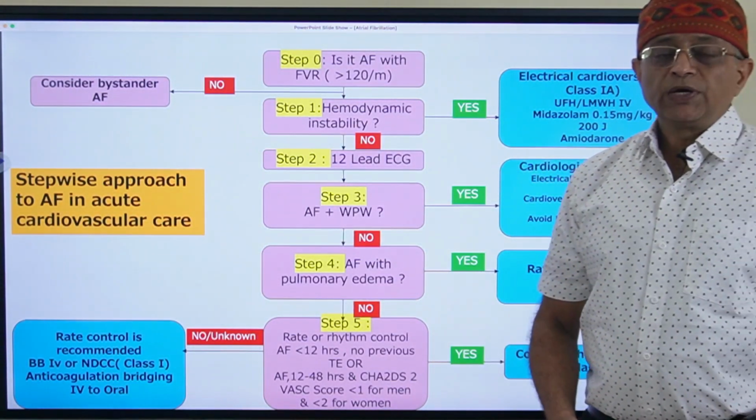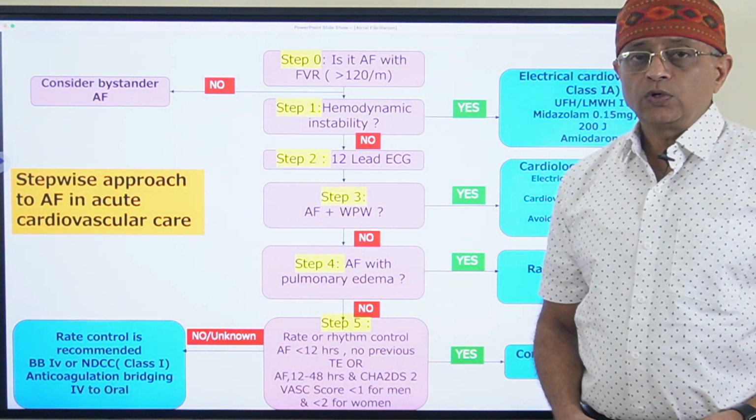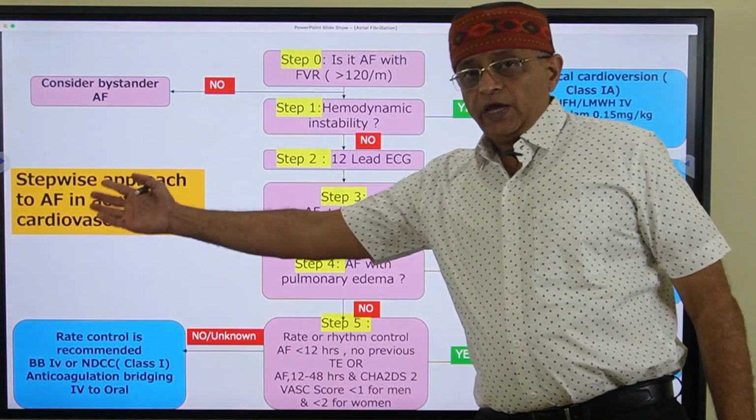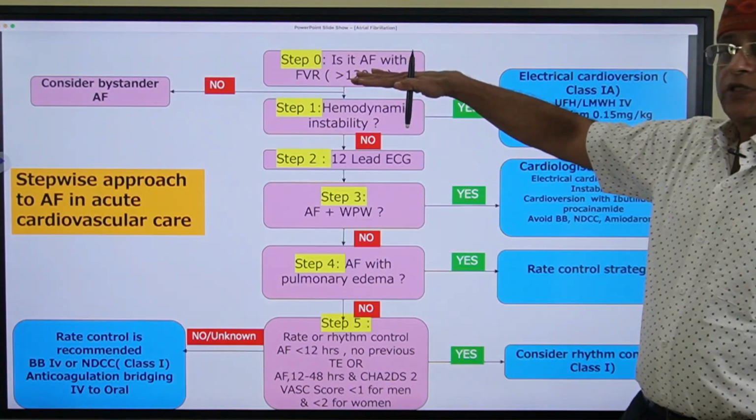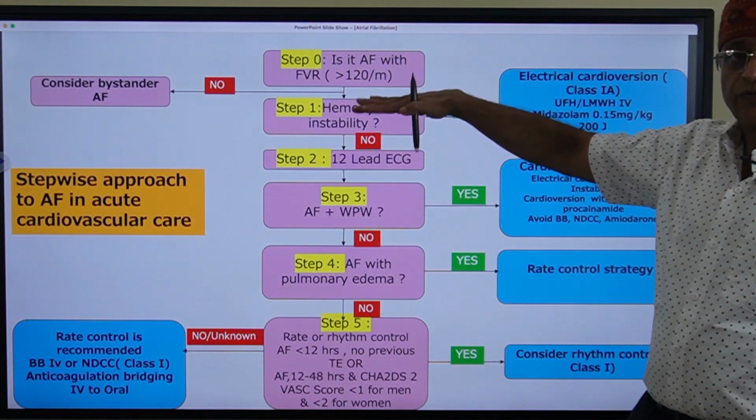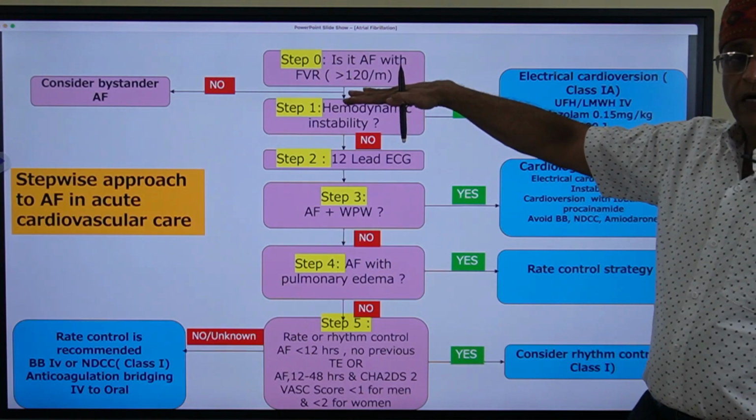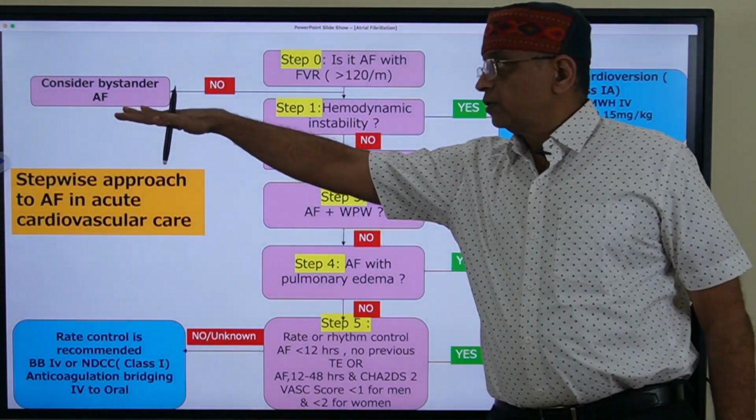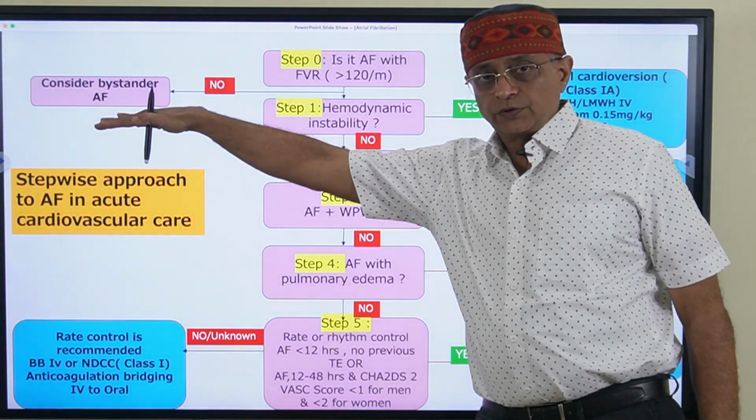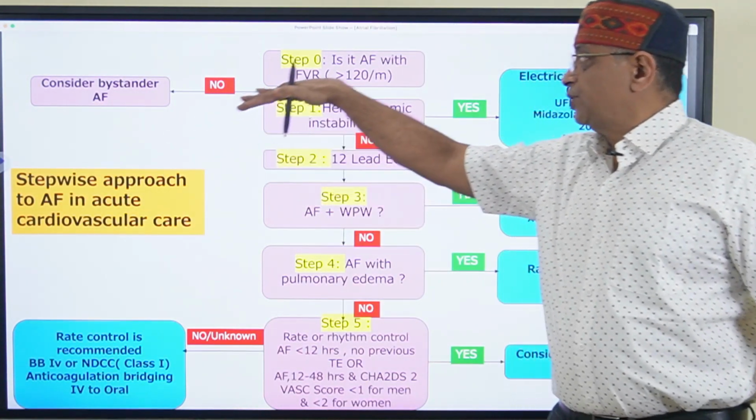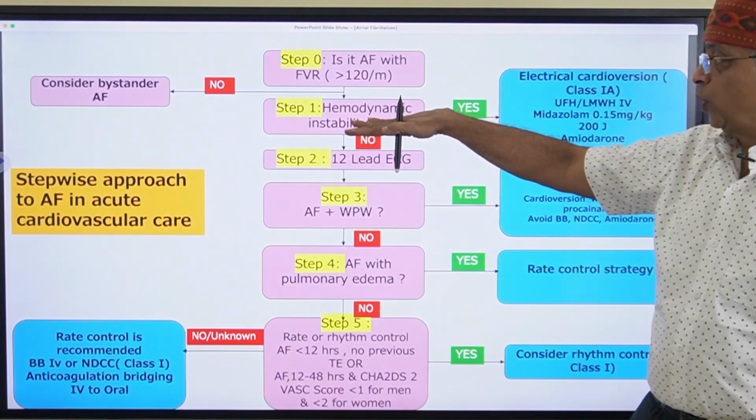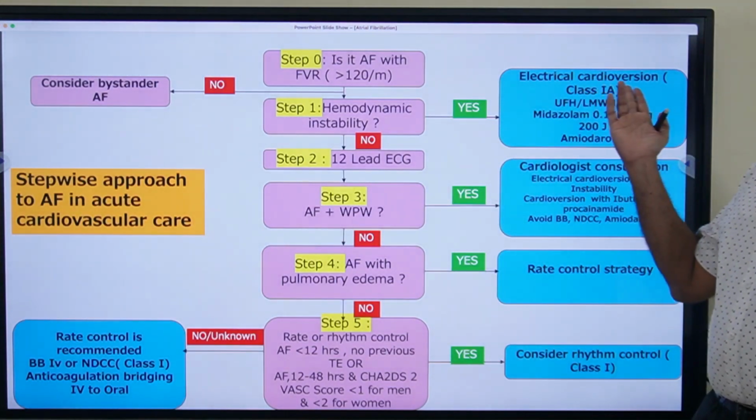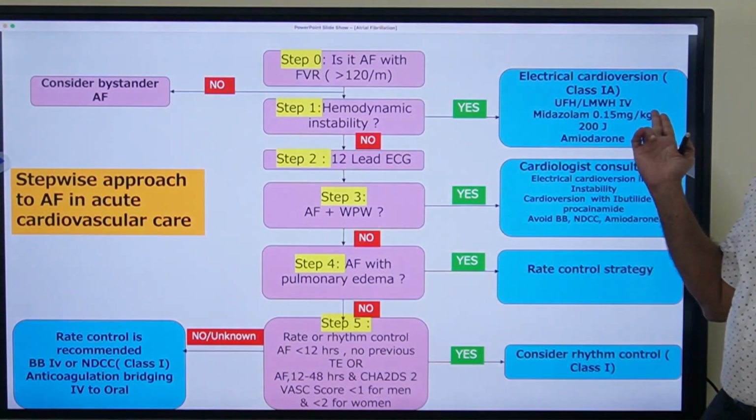Now, what happens to a patient who comes to acute cardiovascular care, an ICU or the emergency department with AF? First check whether the patient has AF with a fast ventricular rate, defined as a ventricular rate of more than 120. If the patient does not have a fast ventricular rate, then consider bystander AF; no immediate treatment is required as far as AF is concerned. If the patient does have a fast ventricular rate, then step 1: is the patient hemodynamically unstable? If yes, then this becomes the class 1 indication for electrical cardioversion.